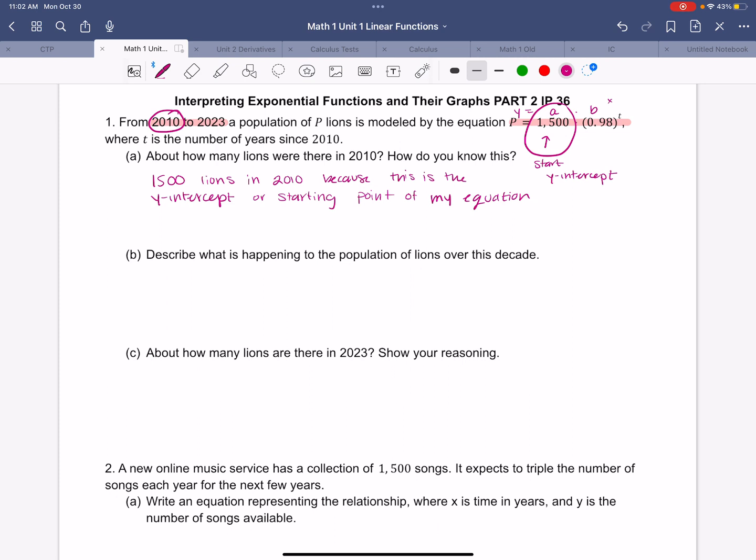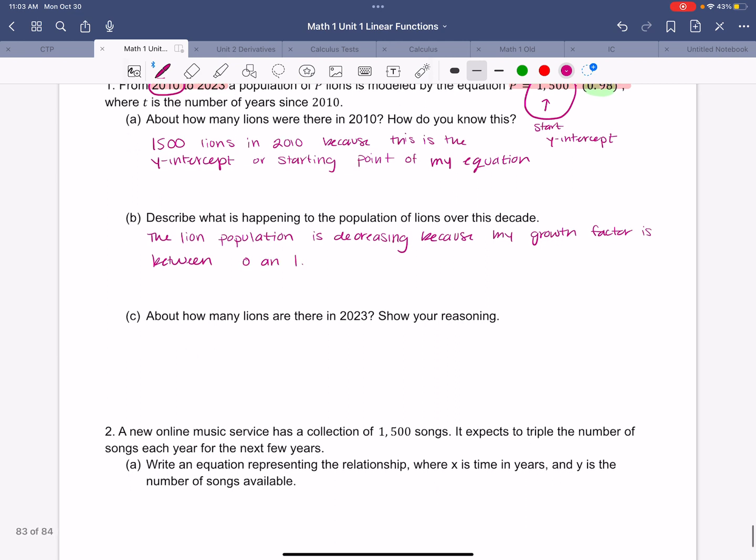Part B asks what's happening to this population over this decade. We can see that my growth factor is less than 1. Any growth factor less than 1 represents a decay. So we can say that the lion population is decreasing. I know this because my growth factor is between 0 and 1, and that indicates a decay.